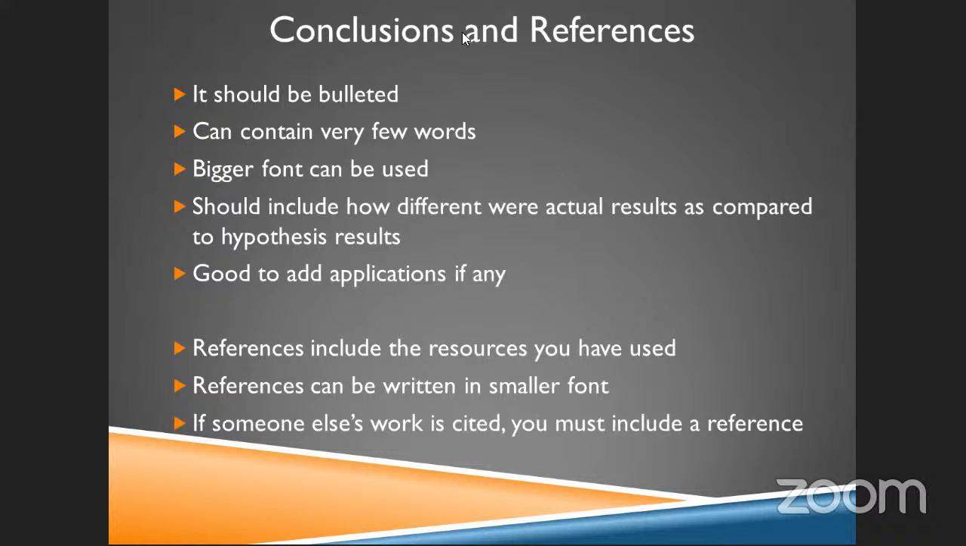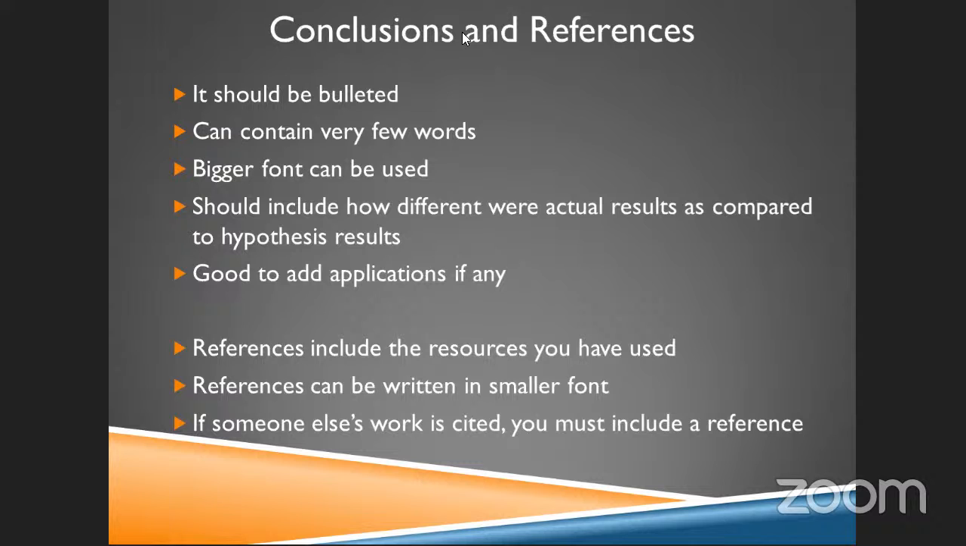So, conclusion can be bulleted, therefore it looks concise and precise. It should contain statements which are to the point and not too big. Bigger font can be used so it attracts the reader, though this is not necessary. And the most important point is that it should compare your hypothesis with the result, that is, the assumption that you made before your study with your actual results. This technique is generally used for finding any differences or errors in your study or experiment.